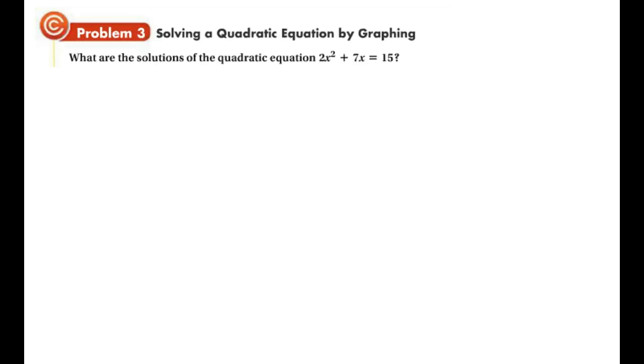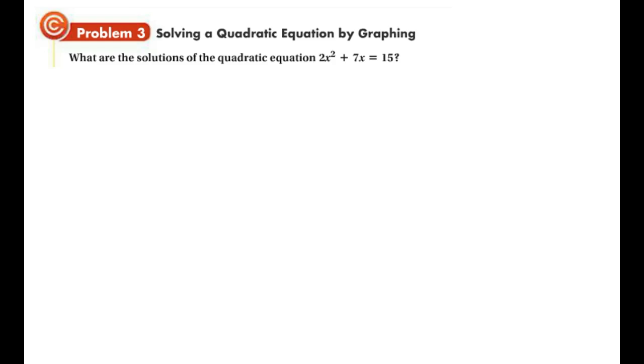In example 3, we're given the quadratic equation 2x squared plus 7x equals 15. We need to solve or get these solutions or zeros of this quadratic equation. And instead of using the table method, we're going to actually be using the graphing process. And in my opinion, this is the better way to go.